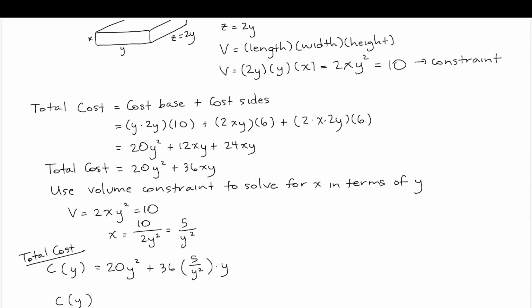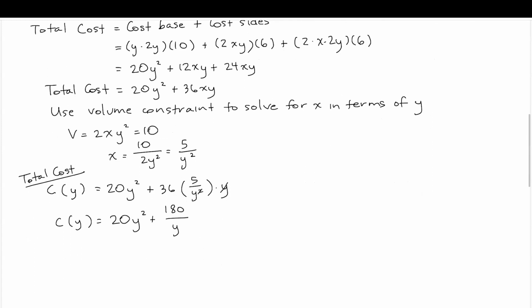So my cost function, if I simplify a little bit more, the y in the numerator can cancel with one of the y's in the denominator. And 36 times 5, if you check that, you should get 180. So here is my cost equation. I want to find a minimum on this function.